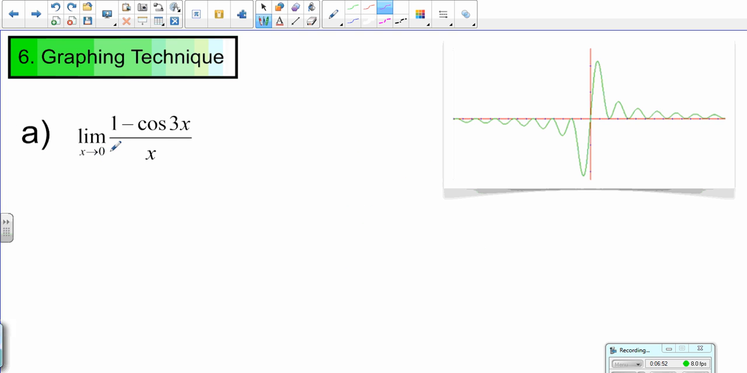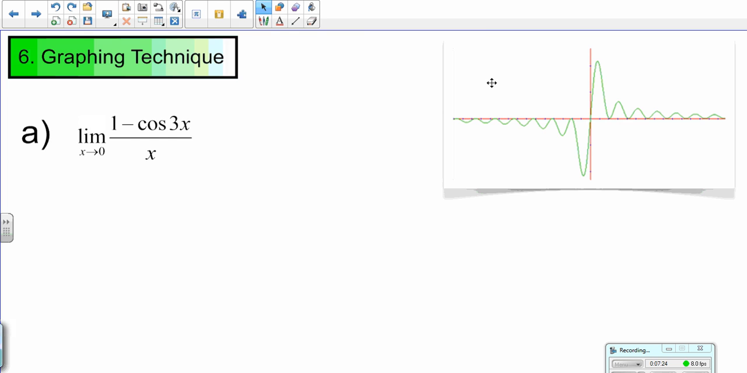If I put in 0 in this one, I would have 1 minus the cosine of 0 is 1 over 0. This gives me 0 over 0 once again. Looking at this problem, I do not see an easy way of transforming that numerator into something that's going to allow me to cancel the denominator. And that's really what I need to have happen, is the x's cancel. So on this one, I think I'm going to resort to just the graphing technique.